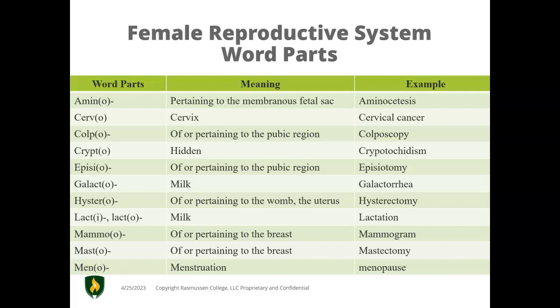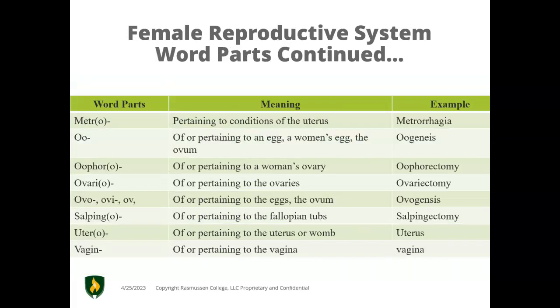Lacti or lacto is milk. Mammo is referring to the breast, as well as masto. Meno is menstruation. Metro is pertaining to conditions of the uterus. Oo is referring to an egg, or a woman's egg, or an ovum.